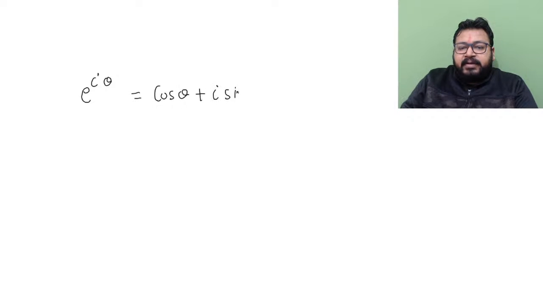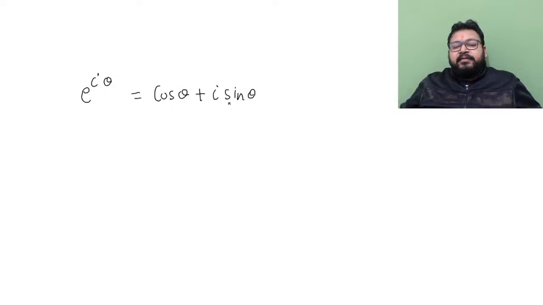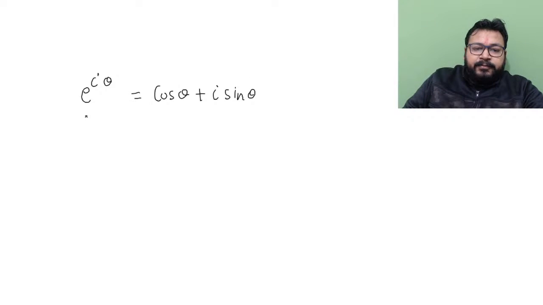So iota to the power minus pi by 2, guys. In complex numbers, one theorem is very important, and the name of that theorem is Euler's theorem. And Euler's theorem says what: e to the power iota theta is equal to cos theta plus iota sin theta. So this is a very famous theorem and this is very important also.